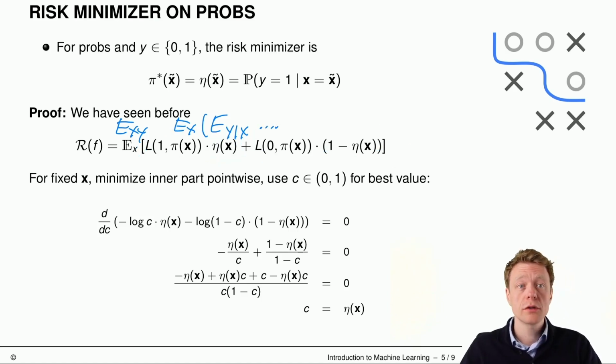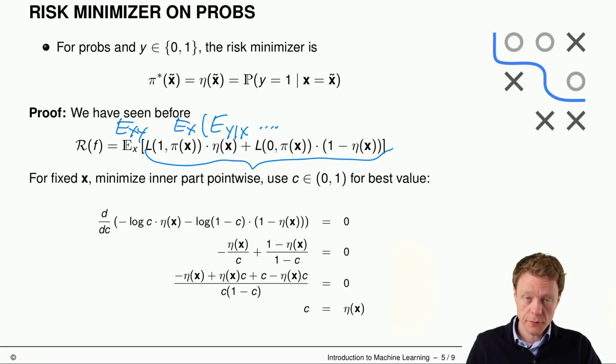if we insert 1 times the probability of y being 1, and then the same for the other class. So if we want to minimize the risk, then we can do a pointwise minimization if we just look at the inner part. For each value in the feature space, we can do a pointwise optimization, and that's what we do here.